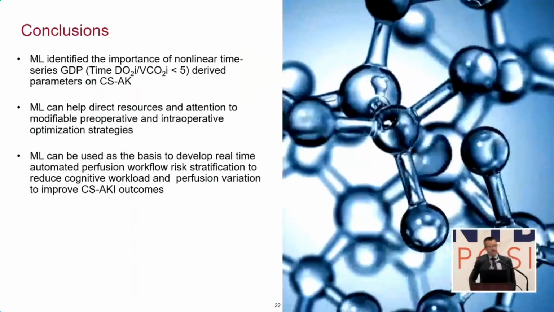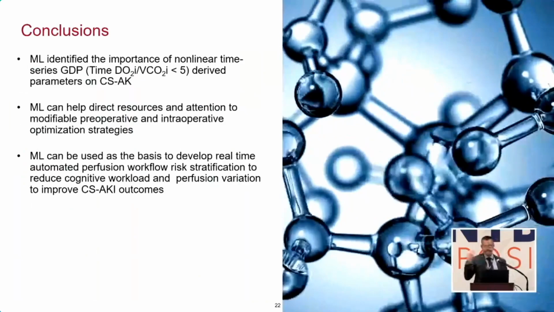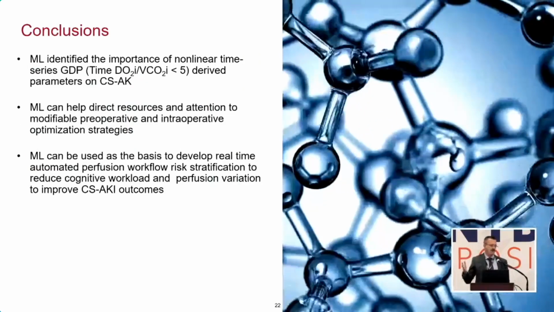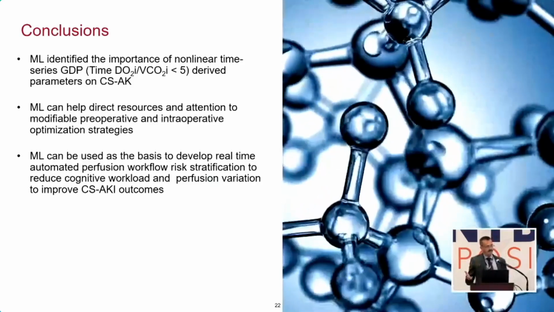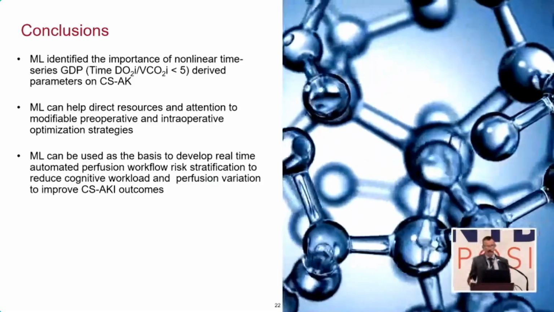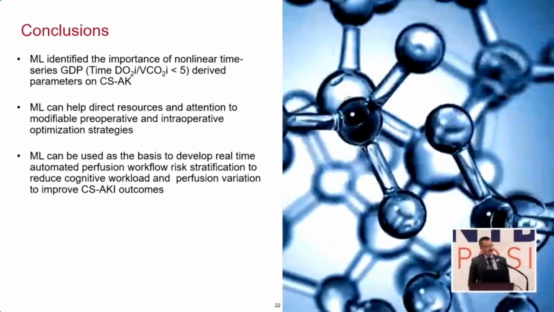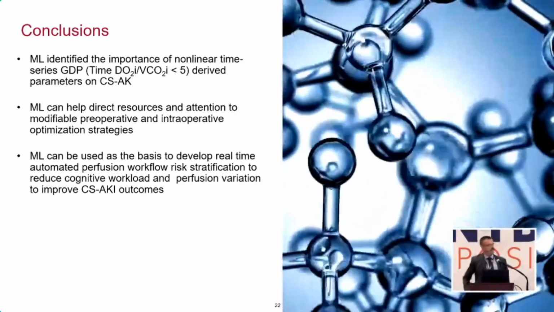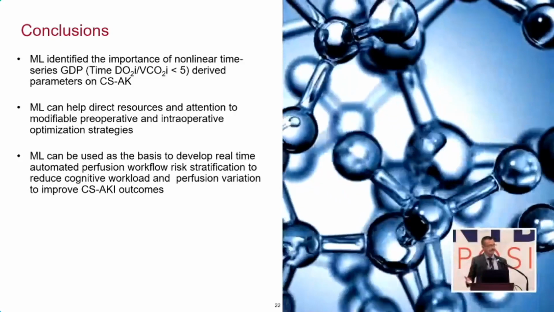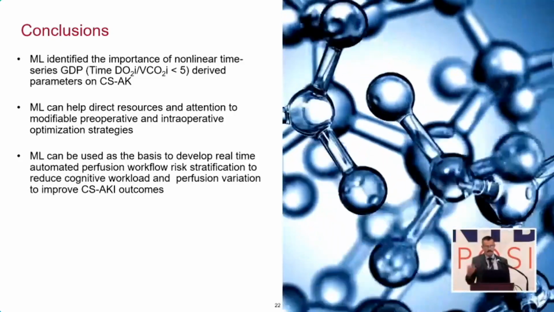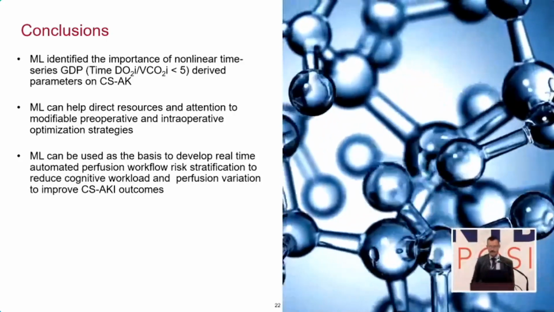So in conclusion, machine learning identified the importance of nonlinear time series GDP elements, and it helped us to direct resources and attention to modifiable strategies to optimize our outcome. It can be used as a basis to develop real-time automated perfusion workflow risk stratification to reduce the cognitive workload and perfusion variation to improve cardiac surgery AKI outcomes.